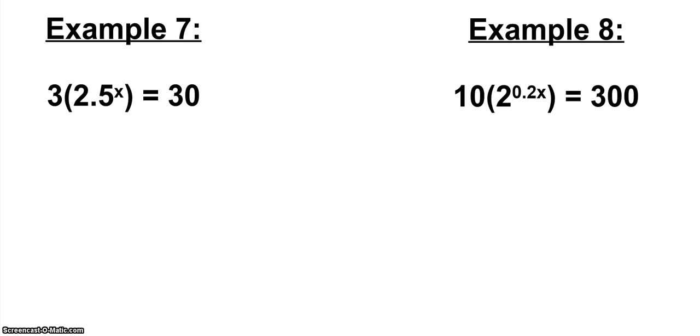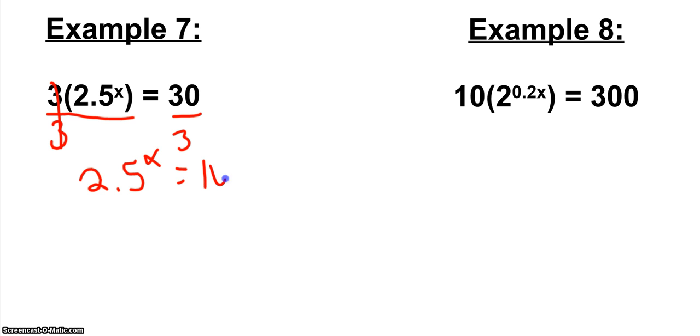So for these problems, what you have to do is you first have to get the exponential by itself. So our exponential is 2.5 to the x. So in order to get rid of that 3, I'm going to have to divide. So I have 2.5 to the x is equal to 30 divided by 3, which is 10.